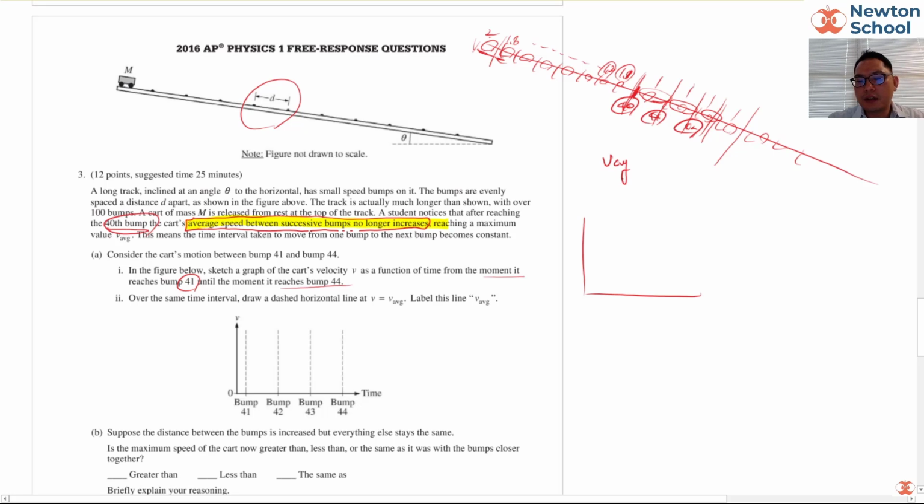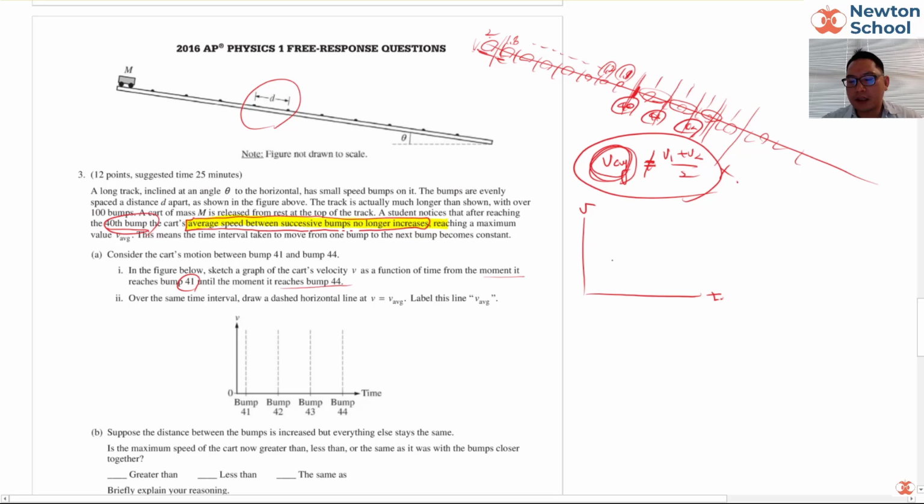V average is usually not v1 plus v2 over 2. This doesn't work. Okay, sometimes it works, sometimes it doesn't. I'm not going to go through the mathematical detail of this, but I just want to talk about what v average really is. If you have a velocity-time graph, let's say the graph looks something like this, then remember, the area under this curve represents displacement, between 0 and some time t, I'll just call it t naught.